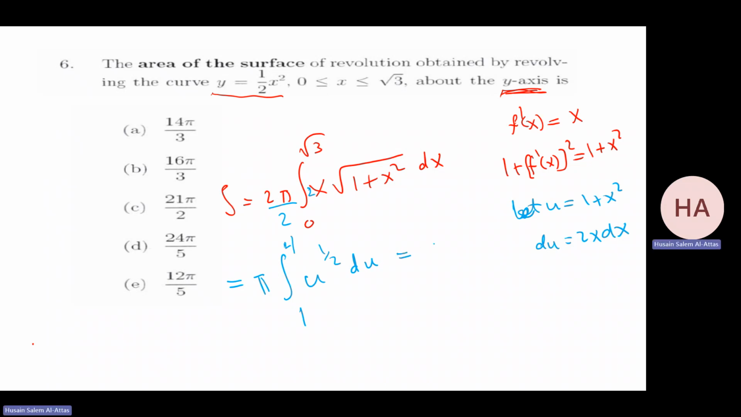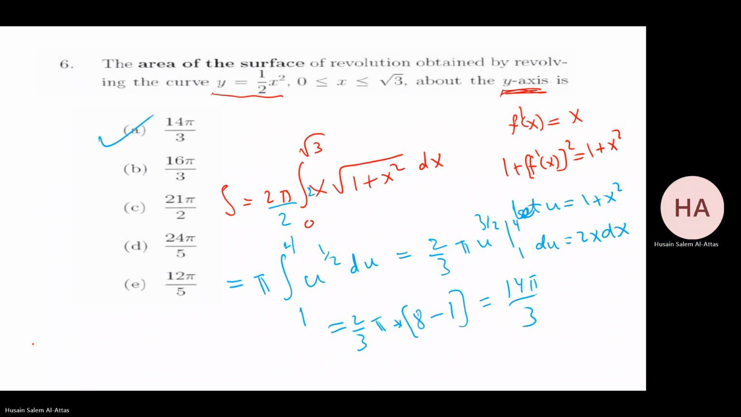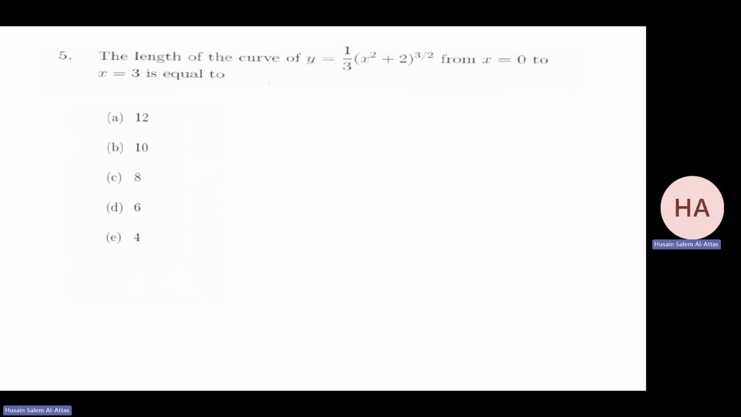That gives me what? 2 over 3 pi u to the power 3 over 2 from 1 to 4. That will be 2 over 3 pi times what? This is square root of 4, which is 2 cubed. That will be 8 minus 1. That will be 7. So I have 14 pi over 3, which is this one. Okay.